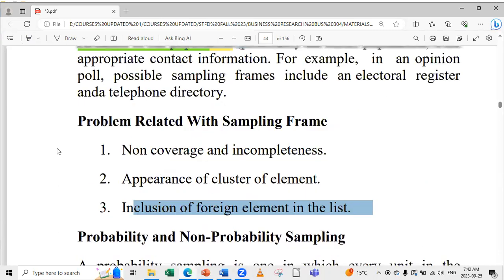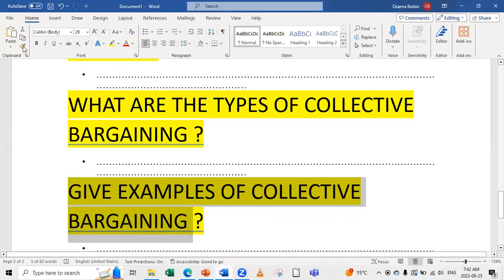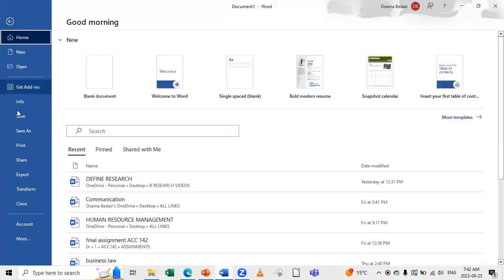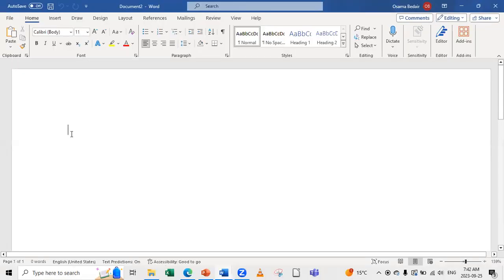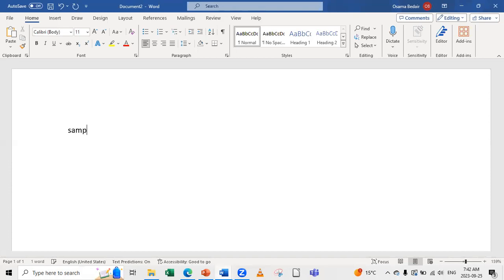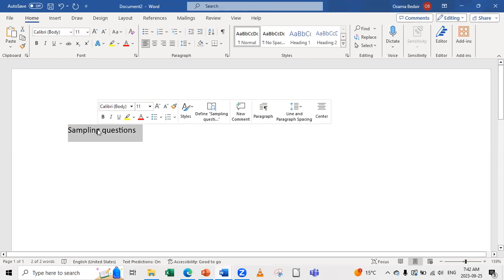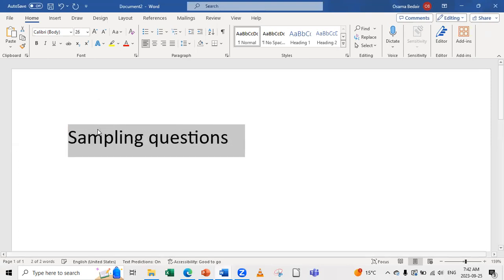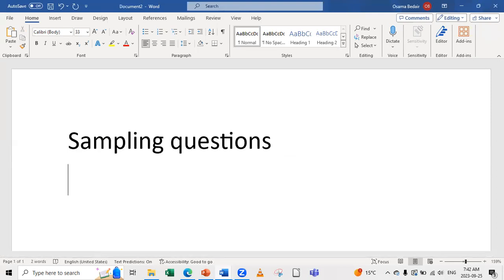Actually, before I go to this part, I have questions. I will put some questions here for you to answer, and we'll go through them and see how the students are doing. This is the part of the sampling questions. And we will go right now to say, define the sample.